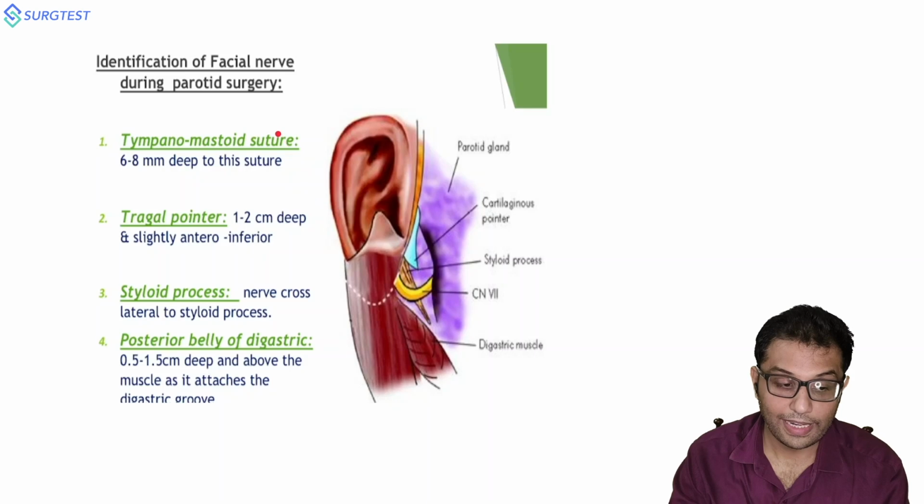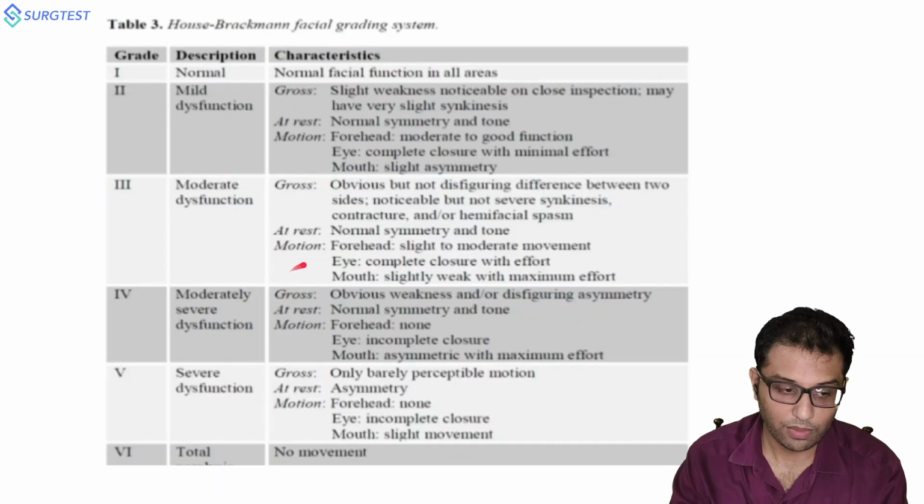But the most reliable landmark or the most constant landmark is the tympanomastoid suture, and the nerve lies 6 to 8 mm deep to this suture. So if they ask you which is the most common landmark, tragal pointer; which is the most reliable landmark, it is the tympanomastoid suture. And also styloid process and digastric: the nerve lies lateral to the styloid process and medial to the posterior belly of digastric. So these are the four landmarks you should remember.